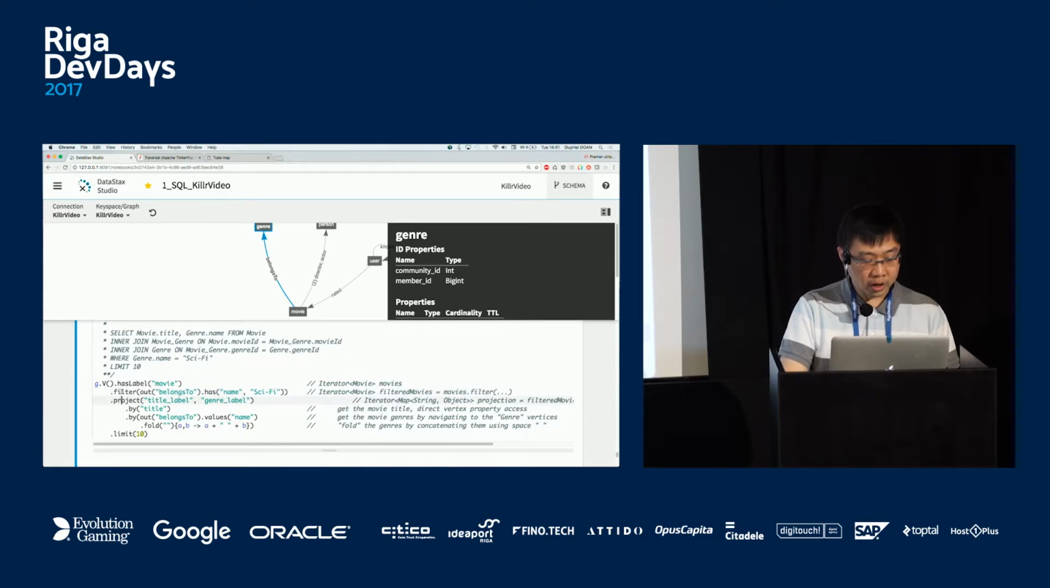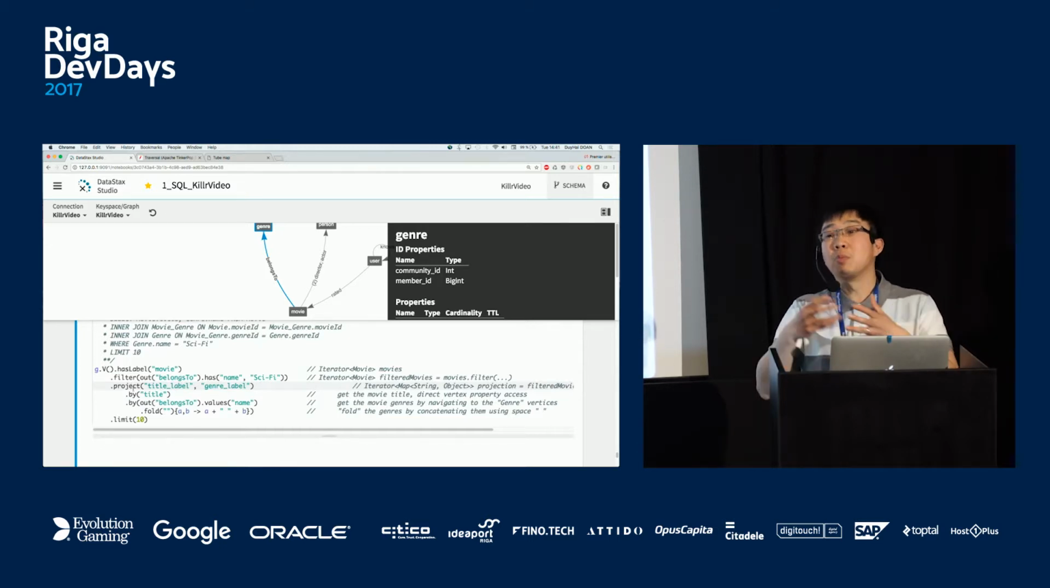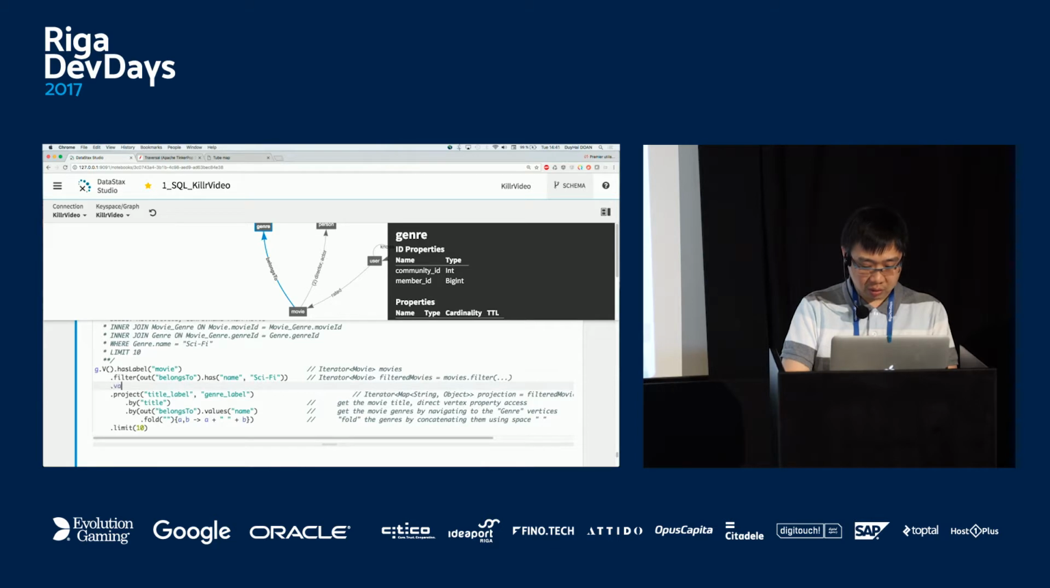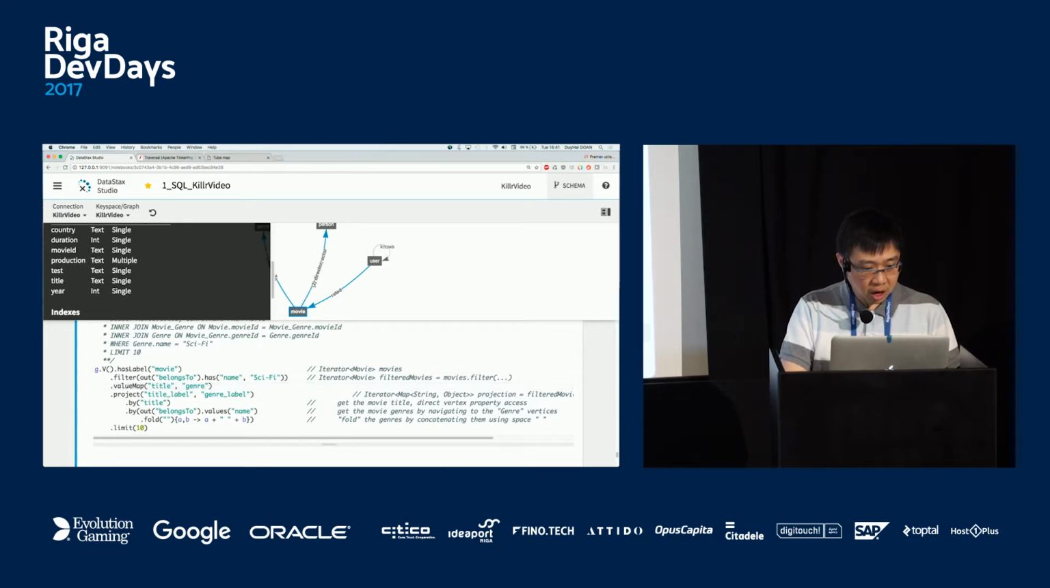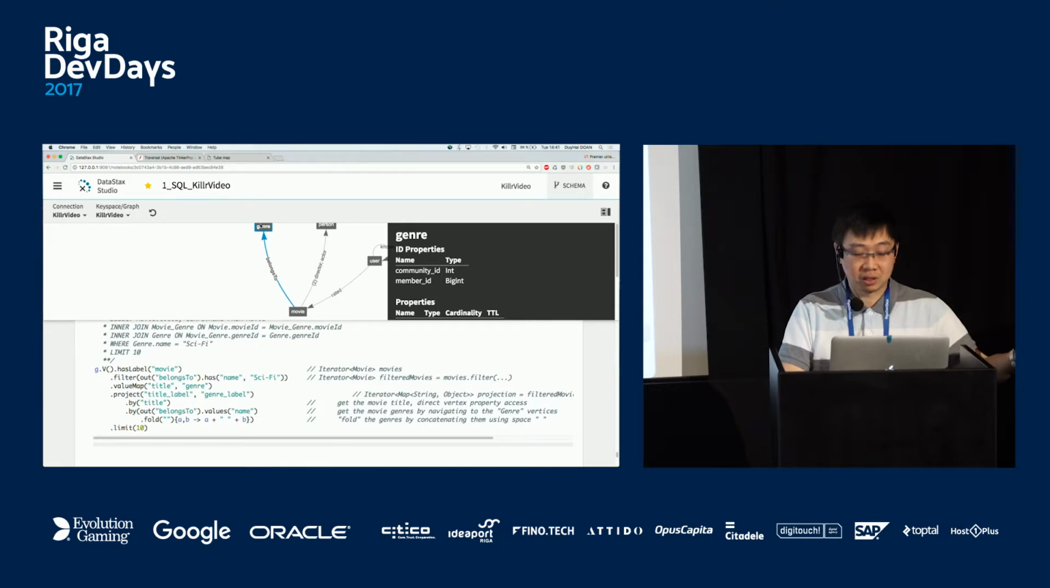And then when I have done the filtering, I do a projection. In fact, I want to show the movie title and the genre. I could use valueMap, right? Because I want to display distinct columns. But the problem with valueMap is that it only works on properties. Title is a property of my movie, so it will work. But the genre name is not a property of my movie. It is a property of another vertex. So I cannot use valueMap. I have to do a projection.